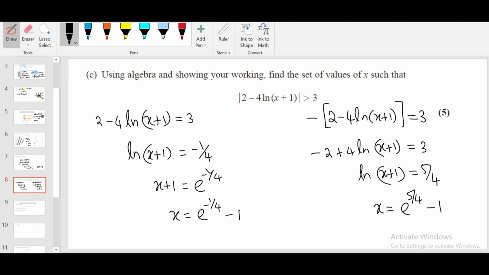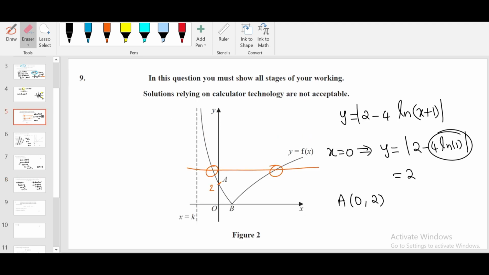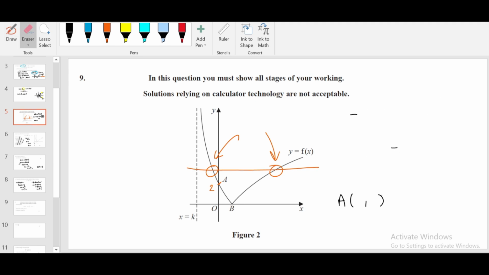So basically there are 2 points of intersection. So the line should be somewhere here. You have 2 points of intersection. This x value would be a negative one, this would be a positive one. So now since we have 2 points, we need to use our calculator to find which one is a positive value, which one is a negative value.